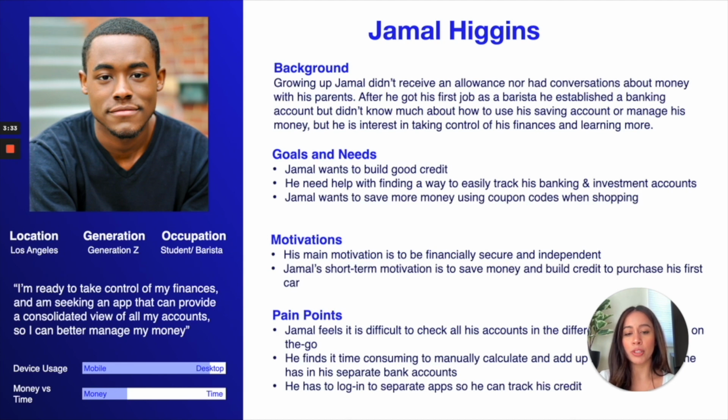Some of the pain points that he's come across using other financial applications are: Jamal feels it's difficult to check all his accounts through the different banking accounts that he has when he's on the go. He finds it time-consuming to manually calculate and add up all his bank accounts because he has them in separate banks, and he has to log into separate apps so he can better track his credit.